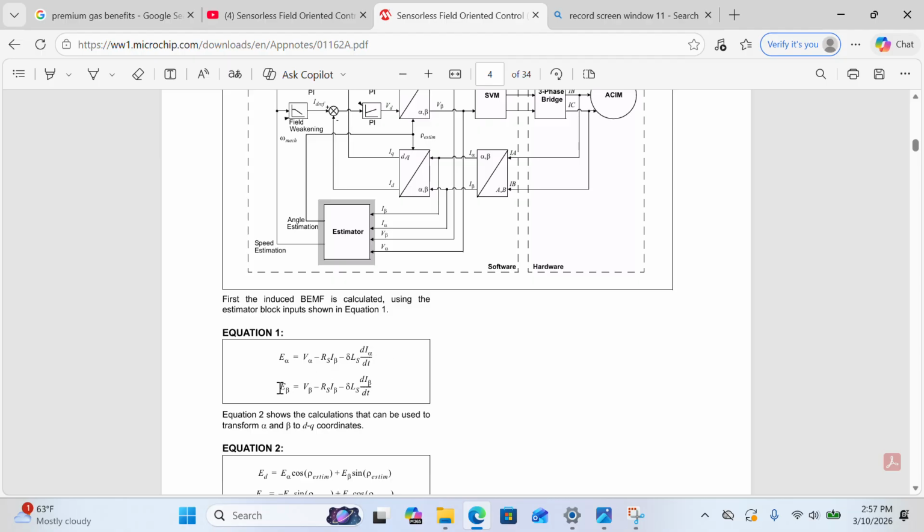Same thing with the induced back EMF of the beta axis. You take V beta minus internal resistance times I beta minus the inductance times the derivative of I beta.